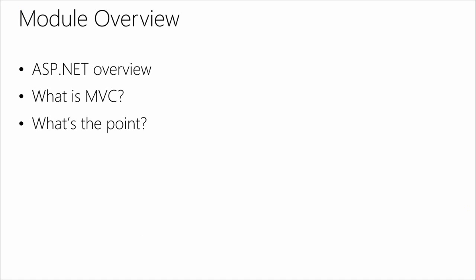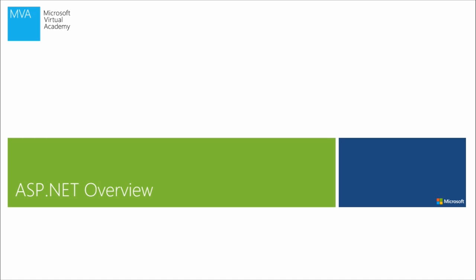Okay. There we go. So we're going to talk first of all about ASP.NET, just the overview, at a high level. What's there? We'll look at what the M and the V and the C in MVC are, and then finally we'll talk a little bit about what's the point. That's the biggest thing. I get that question so frequently.